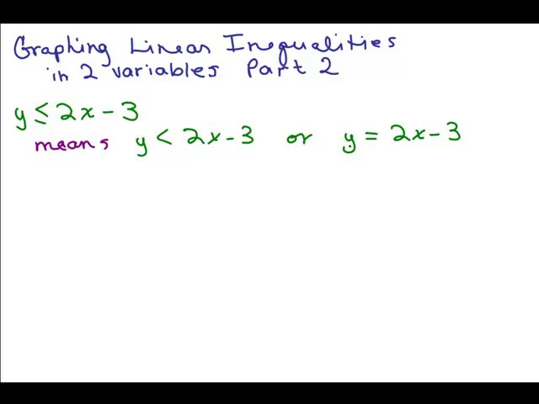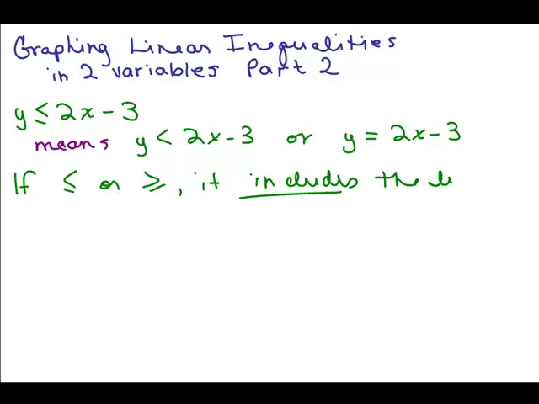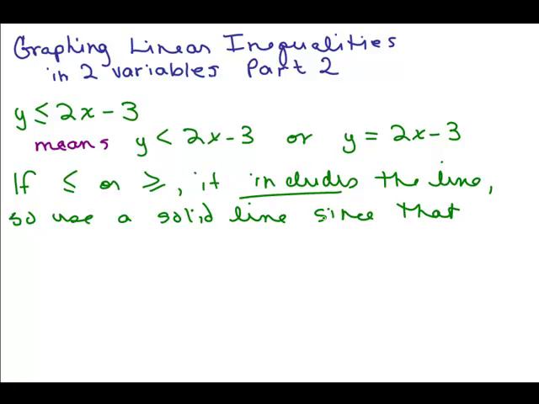So when we graph y equals 2x minus 3, we would just get a line, and that would be part of the solution to this. And then we just graphed y is less than 2x minus 3. So the only difference is instead of a dotted line, we're going to have a solid line at y equals 2x minus 3, since that's now part of the solution. So if you have a less than or equal or greater than or equal, it includes the line. So use a solid line, since that's part of the solution. All right, so the only difference to this problem would be that we would have a solid line.